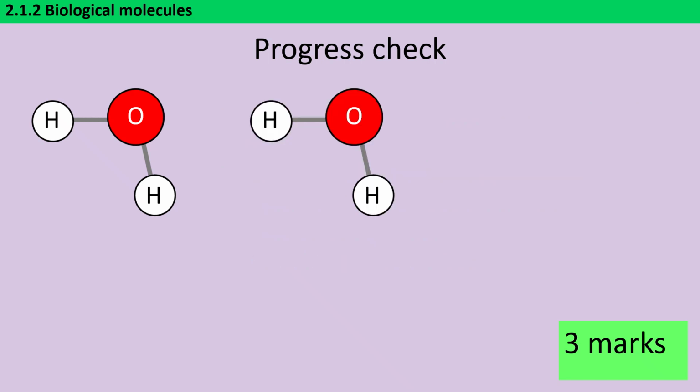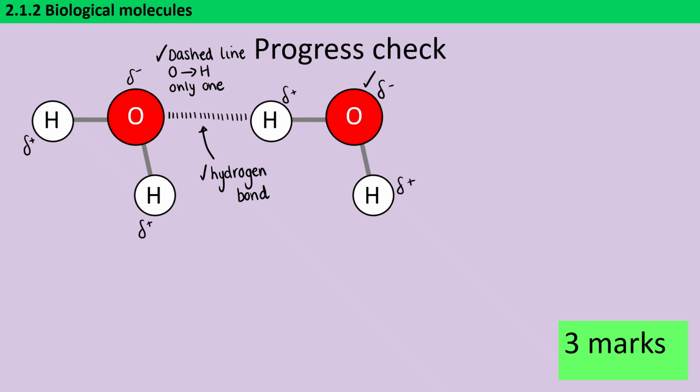So this would be a 3-mark question. And our first mark would be for having our dotted or dashed line that goes from the oxygen of one molecule to the hydrogen of the next one. Our second mark would be for labelling this as a hydrogen bond. And then our third mark is for putting on our partial charges. You should be aware that if you're taking A-level chemistry, it would also be vital that you have the 180-degree angle between these, otherwise you wouldn't get full marks.